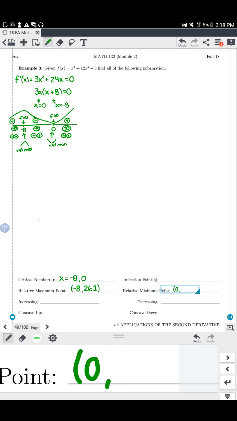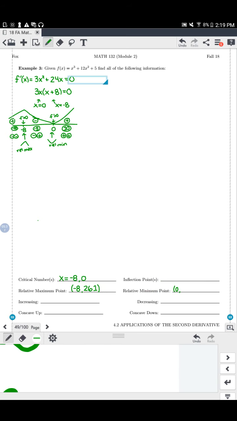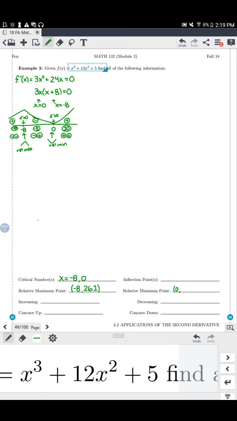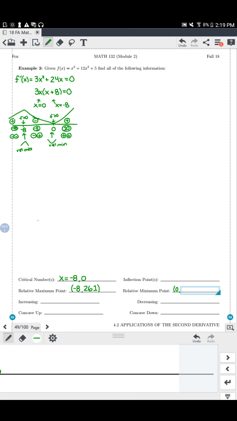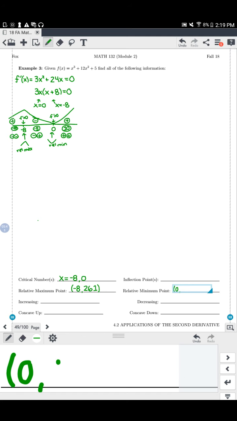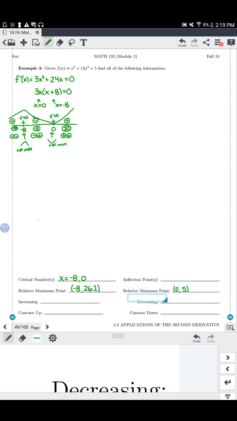My relative min, I'm going to plug back into the function as well. My critical number, I plug in 0, and this one's easy to plug in. I probably don't even need my calculator. This one is 5. 0 cubed plus 12 times 0 is all 0, plus 5 is 5.